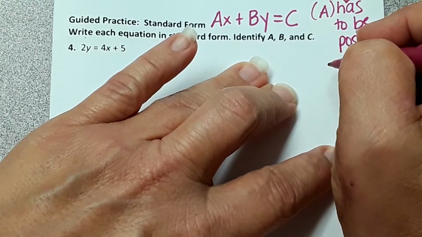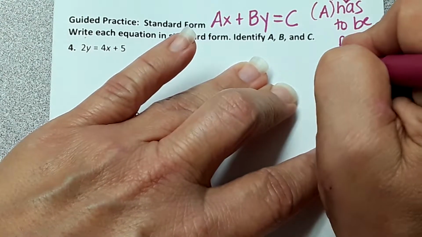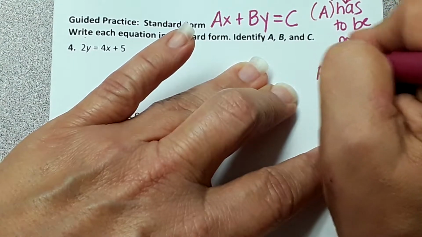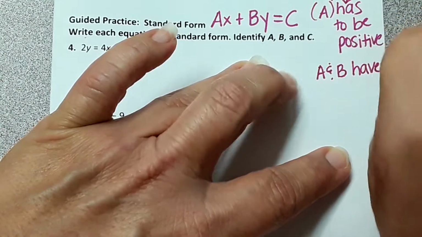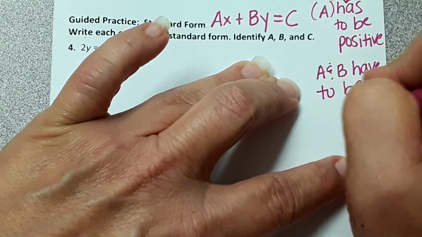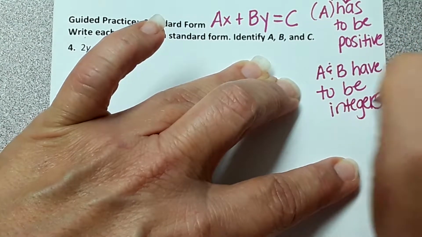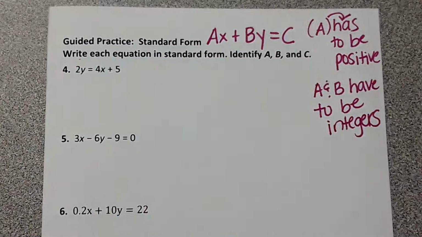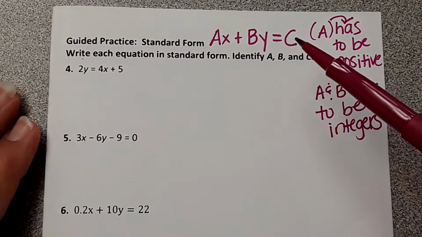Oh, I need to make these bigger for you guys, because me cramming it in isn't going to look good. And A and B have to be whole numbers. I should say they have to be integers. Also, A and B have to be on the same side.